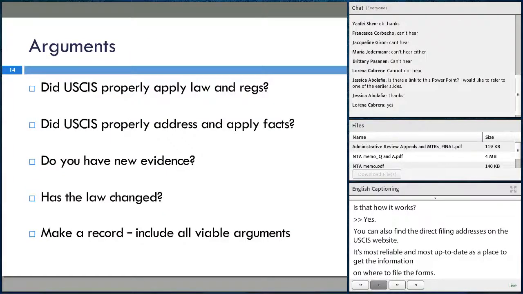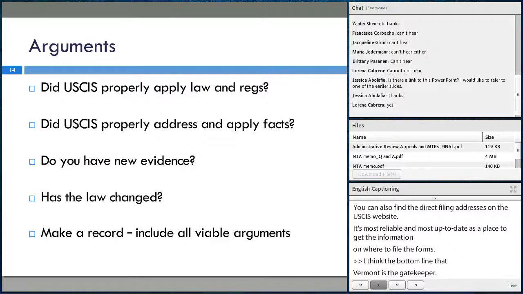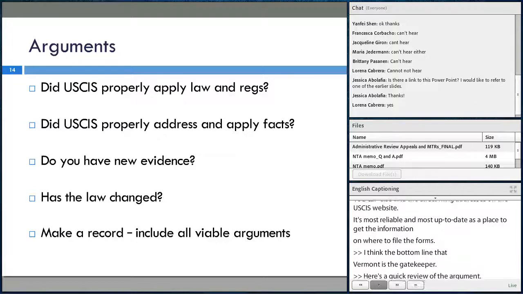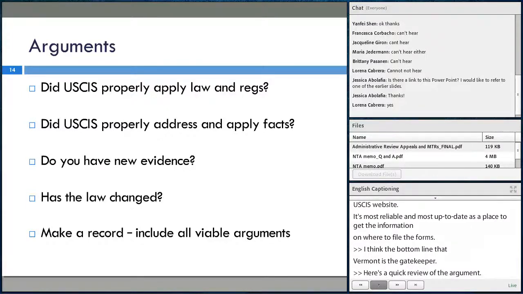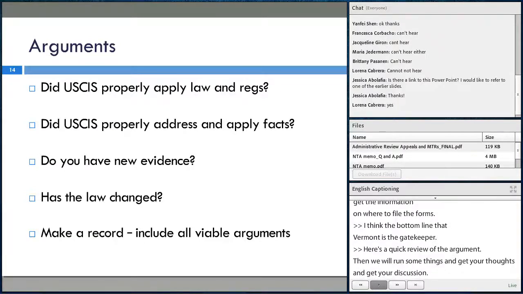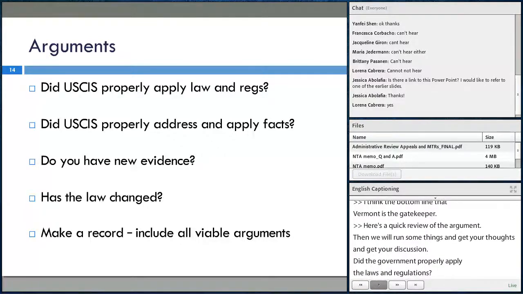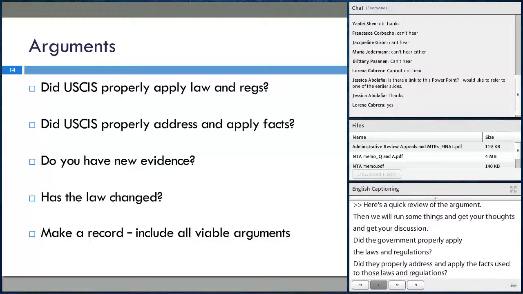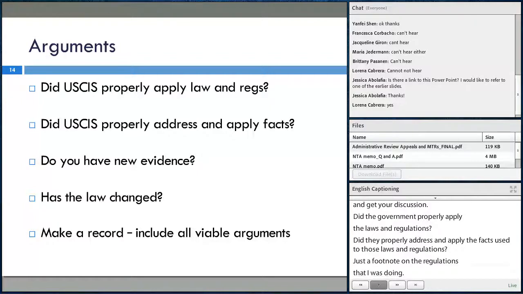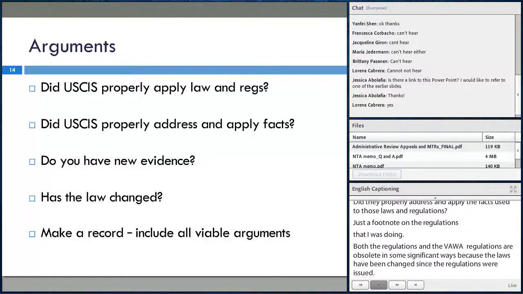Yeah. Okay. So here's a quick review of the arguments, and then we're going to run some hypos and get your thoughts and have some discussion on how you could use different arguments. Did the government properly apply the laws and the regulations? Did they properly address and apply the facts to those laws and regulations? Just a footnote on the regulations, because I was recently helping on a case. Both the U visa regulations and the VAWA regulations are actually obsolete in some significant ways because the laws have been changed since those regulations were issued. So we have seen a rash of denials and RFEs coming out citing the wrong law, I think partly because they're looking at the old regulations. So definitely let us know if that's happening, because we want to raise that up to headquarters, that there needs to be some training on what the current law is on some of these issues.